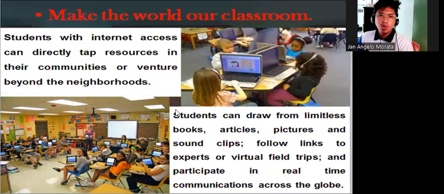Next one, make the world our classroom. Okay, you can have the whole world as your classroom. You can have all the students in the entire world as your students because of the internet. So students with internet access can directly tap resources in their communities or venture beyond the neighborhoods. Students can draw from limitless books, articles, pictures, and sound clips, follow links to the experts or virtual field trips, and participate in real-time communication across the globe.